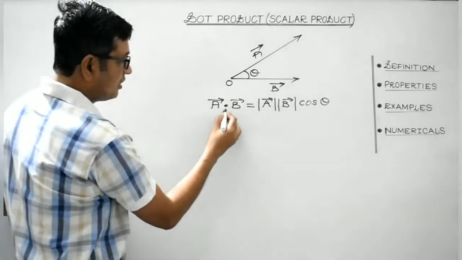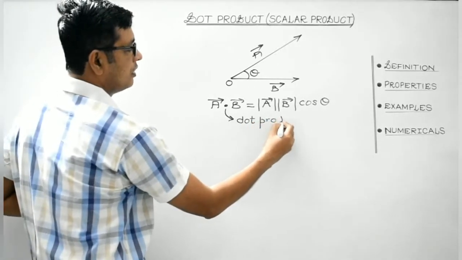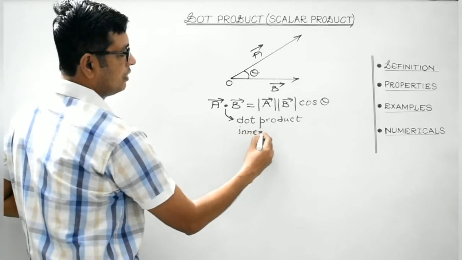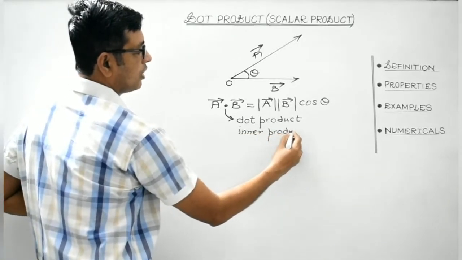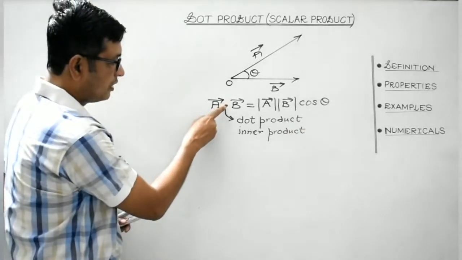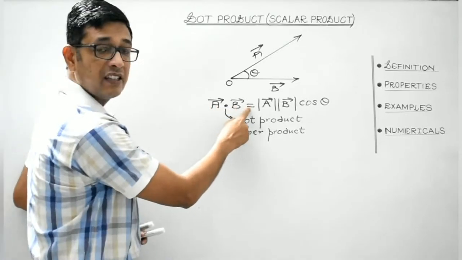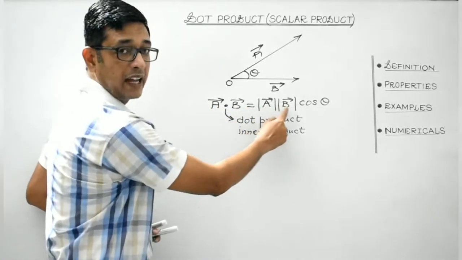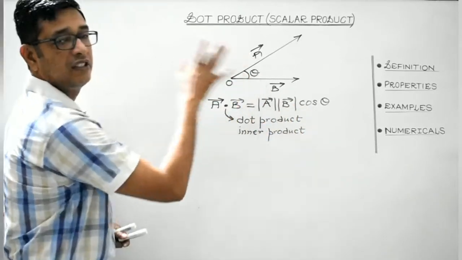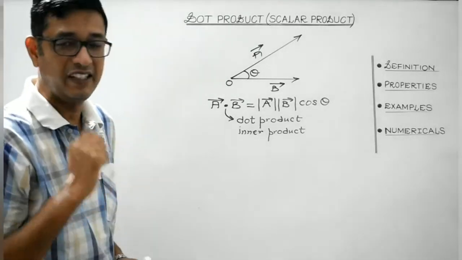So this represents the dot product. This is the representation of dot product, or it is the representation of inner product. It is also known as inner product or scalar product. So students, the dot product of two vectors A and B is defined as the product of the magnitude of the two given vectors and the cosine of the angle between the two vectors. So this is how the dot product is defined.